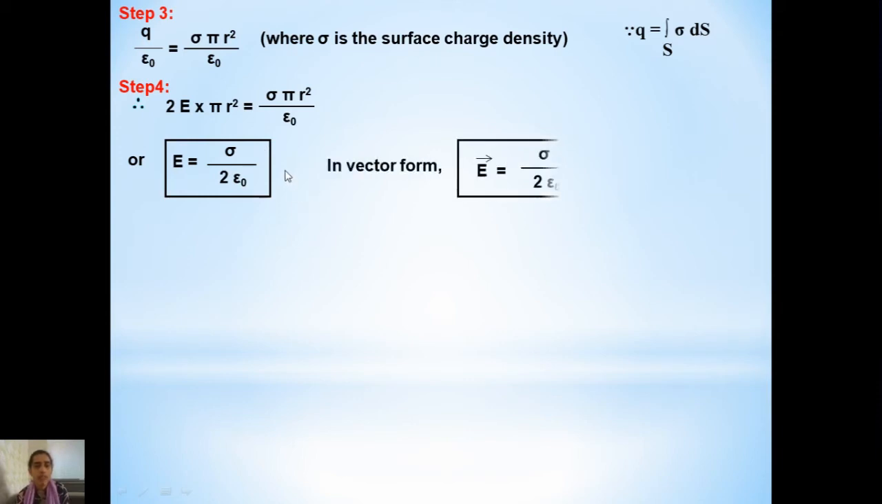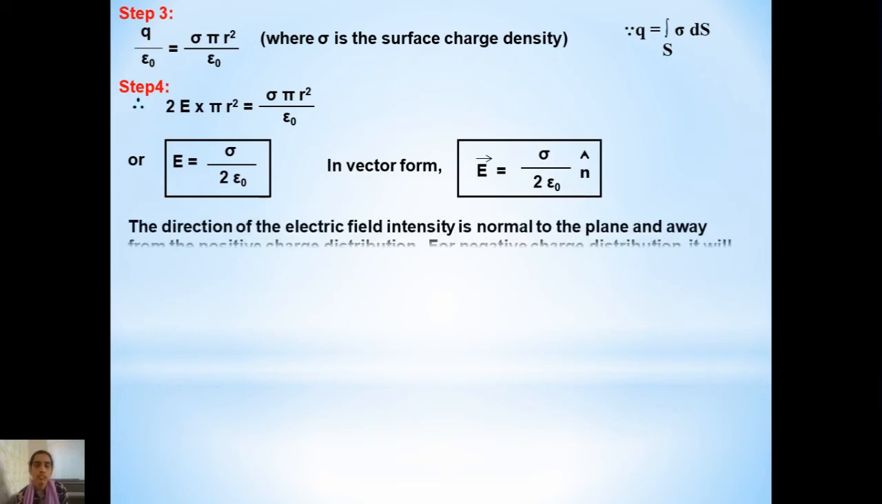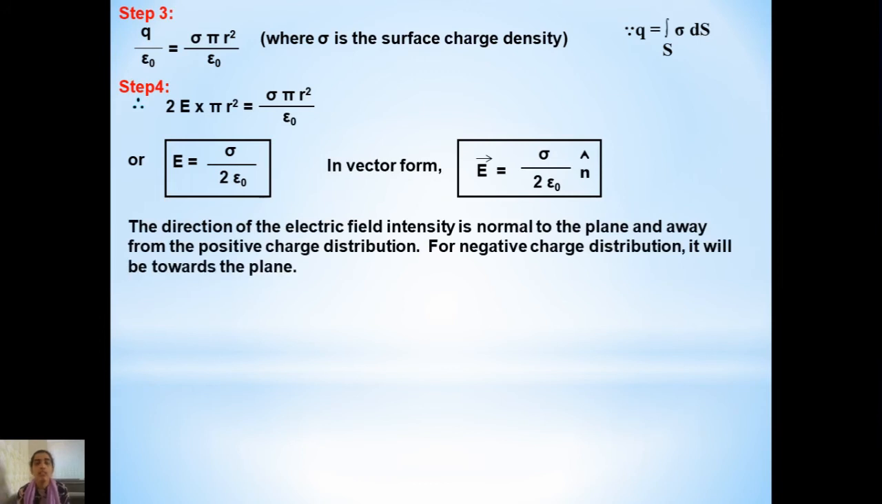In vector form, if we represent this equation, it can be written as vector E is equals to sigma divided by 2 epsilon naught into n cap. N cap represents what? It's the unit vector which will give you the direction of electric field intensity. So what about the direction of the electric field intensity in this case? The direction will be normal to the plane and away from the positive charge distribution.